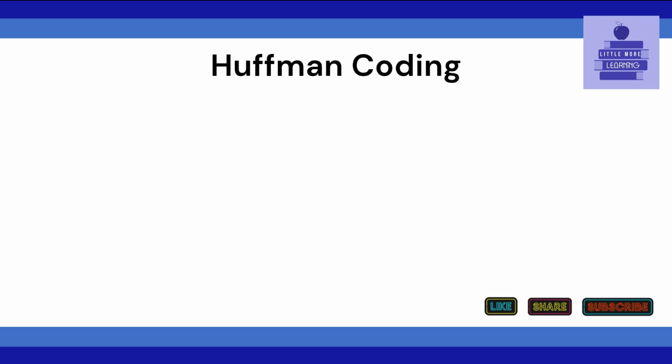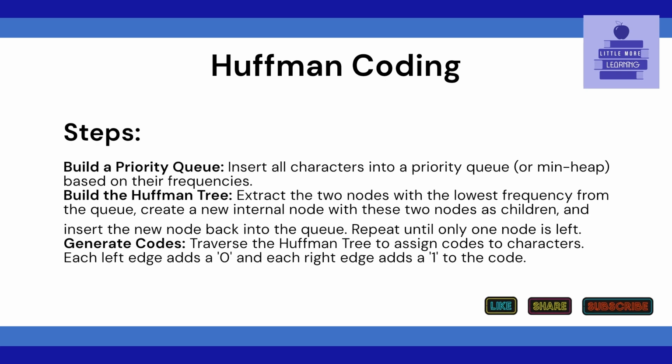Let's look at Huffman coding. Huffman coding is a lossless data compression algorithm. It assigns variable length codes to input characters, with shorter codes assigned to more frequent characters. Now, let's look at the steps followed for Huffman coding. First, build a priority queue. Second, build the Huffman tree.